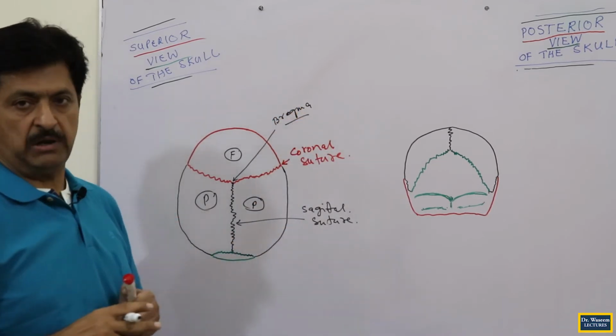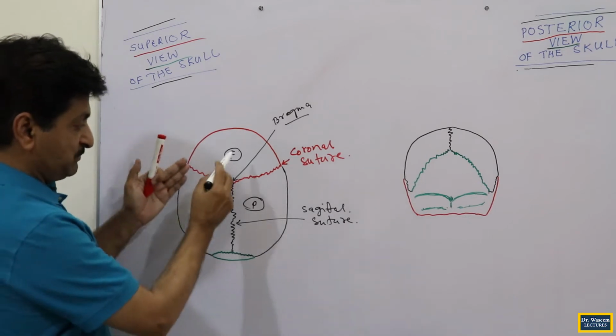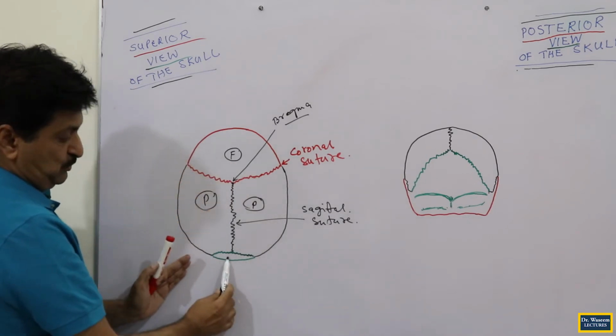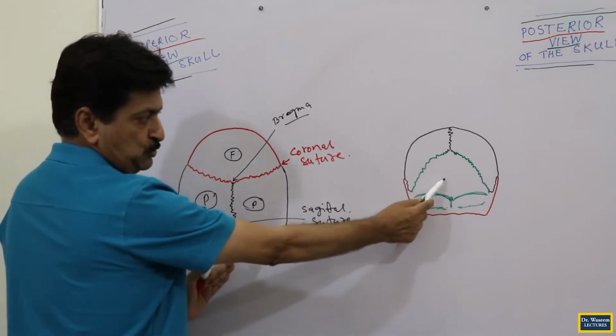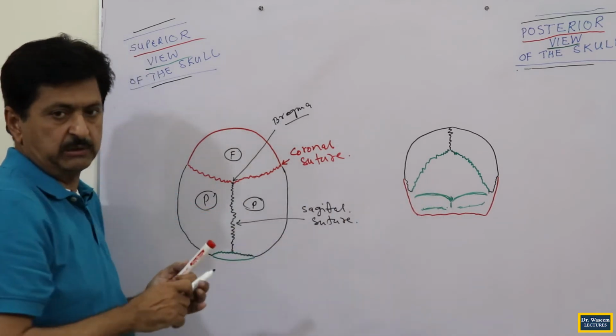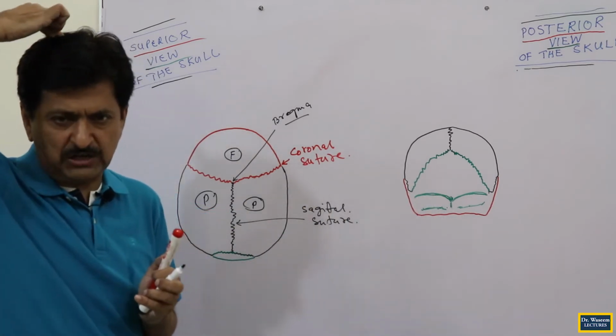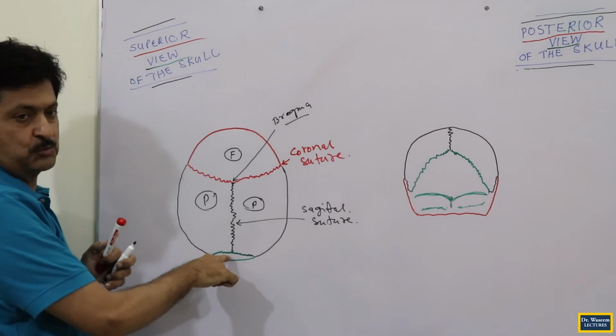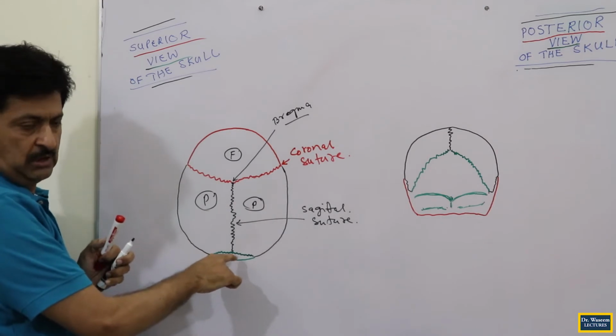So this is called a bregma. And at the same time, if you go behind here, you will see some part of this bone, this green color. This is the occipital bone. On the back side, some part of the occipital you will see here on the superior view also. And this is the bone.